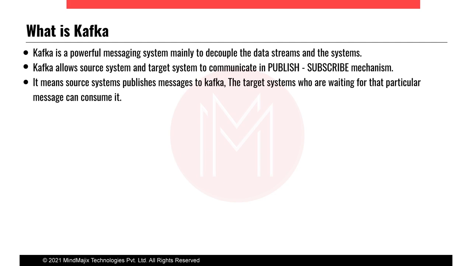So Kafka allows the source system and target system to communicate in a publish subscribe mechanism. In Kafka, applications can communicate with each other through the publish subscribe mechanism only. So the sender application, the source system, can publish the message to Kafka, and the target system, which is a consuming application, can subscribe to that particular message from Kafka. So it means the source system publishes the message to Kafka, and the target systems who are waiting for that particular message in that particular topic can consume it.